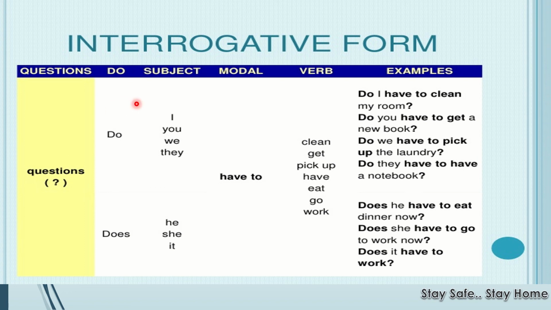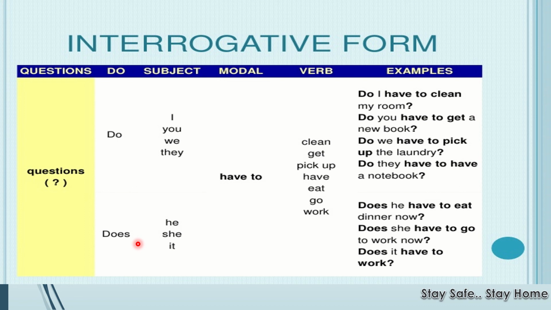How do I make questions using have to? The really simple and nice thing in this form is that there is no singular or plural. I always use have to. But the singular and plural here, we differentiate between them using do or does.